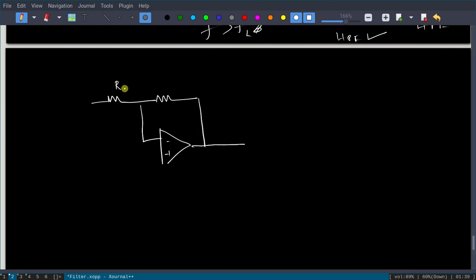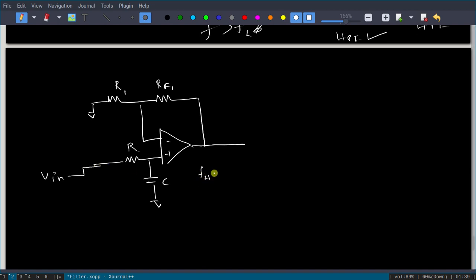We will call this R1 and RF, not RF dash. This is grounded, and here we will use a low pass filter. So this is R and C, and we give Vin here. The cutoff frequency for this low pass filter is 1 by 2 pi RC.